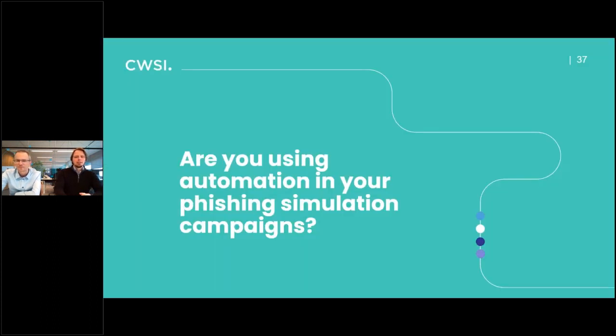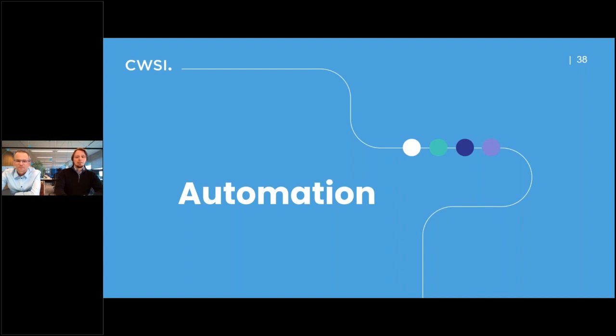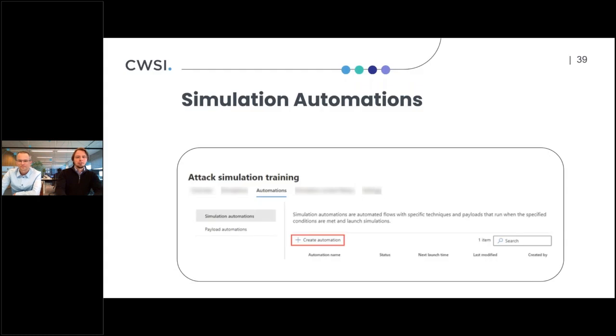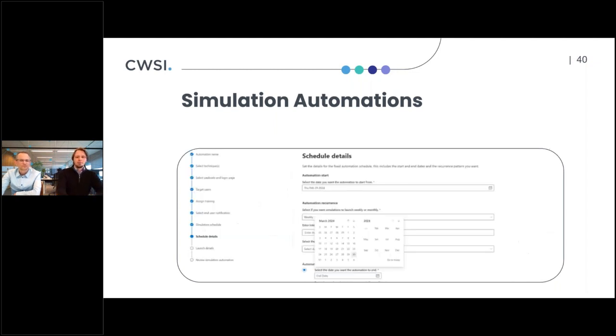Yeah. So let's go ahead and talk about the automation capabilities of the attack simulation training for Microsoft. So basically, there are two kinds of automations available within attack simulation training. Those would be simulation automations and payload automations. The first one are simulation automations, and those are what you would expect. So you can pre-configure and plan everything beforehand. So you select a time period where the simulation takes place.